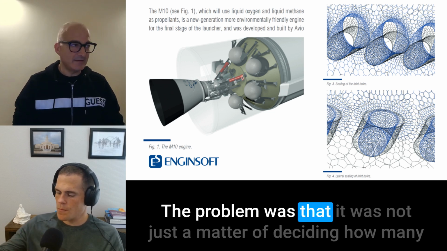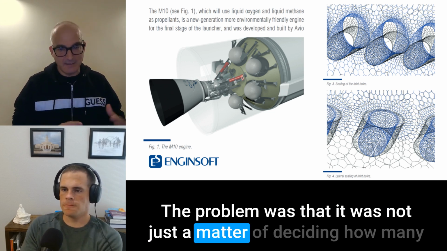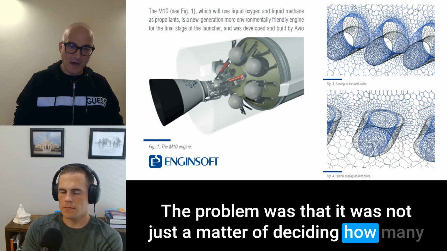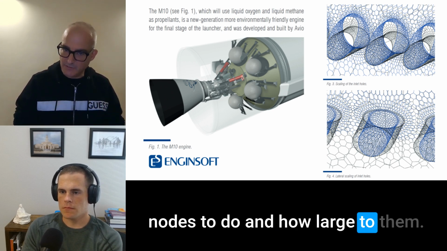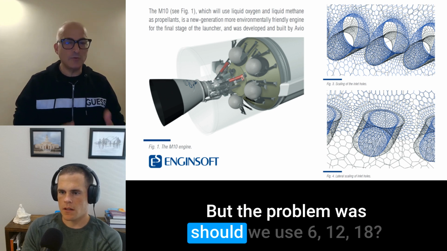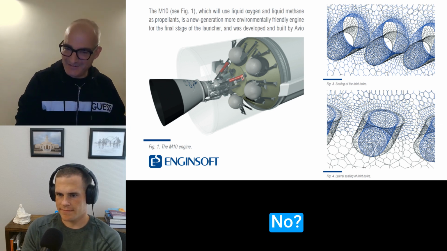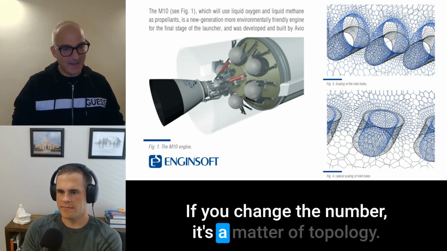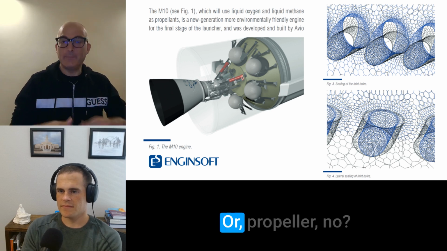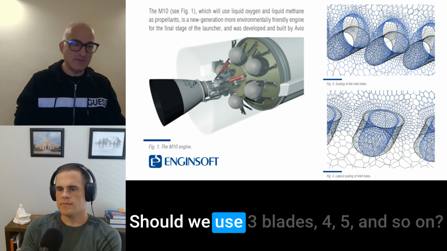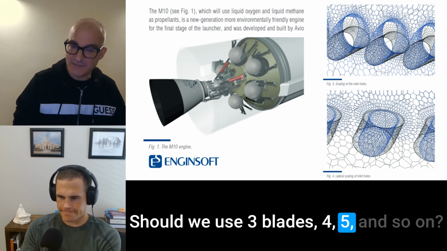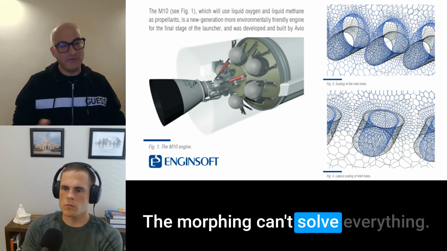The problem was that it was not just a matter of deciding how many nodes to do and how large to do, but should we use 6, 12, 18? If you change the number, it's a matter of topology. Or a propeller: should we use 3 blades, 4, 5, and so on? The machine can't solve everything.